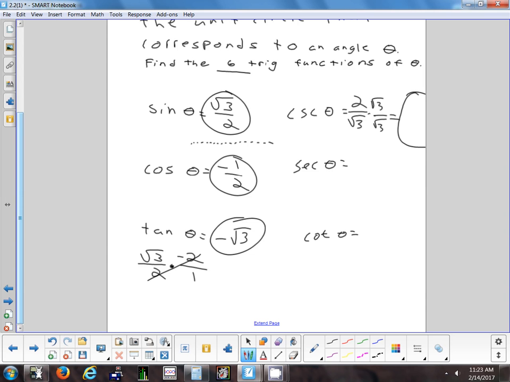Just 2 square roots of 3. 2 square roots of 3. Still a denominator, though. Over... Oh, over 3. Yes. The square root of 3 times the square root of 3 is the square root of 9, or 3.